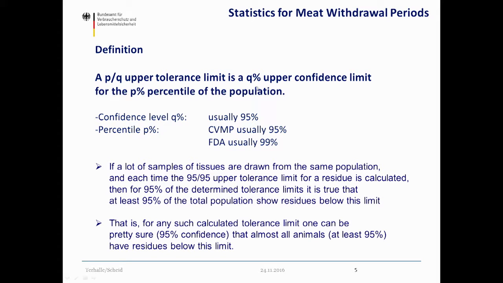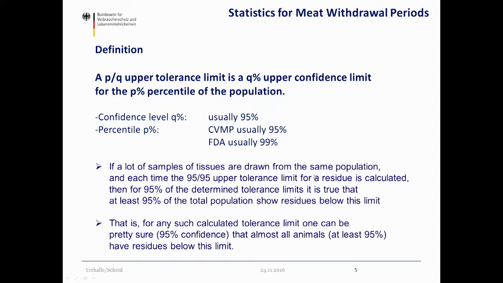The upper tolerance limit is a percentage confidence limit, which is an upper confidence limit for the percentile of the population. So you would say that the requirement is 95% of the population should be below the MRL, and you should be 95% confident that this is the case. Usually it's 95% in Europe. FDA would use 99%.